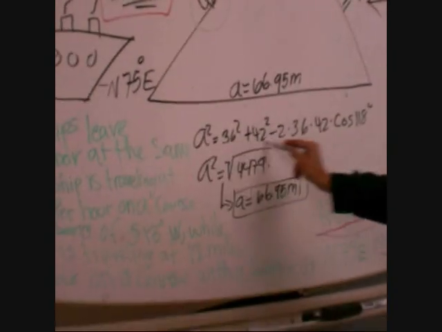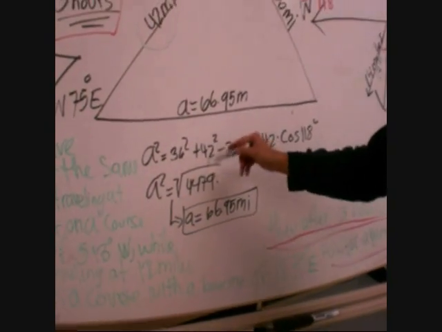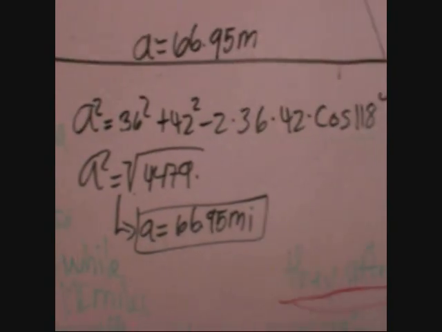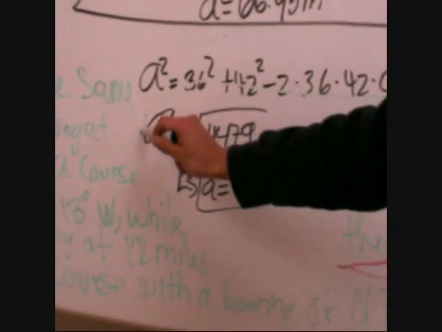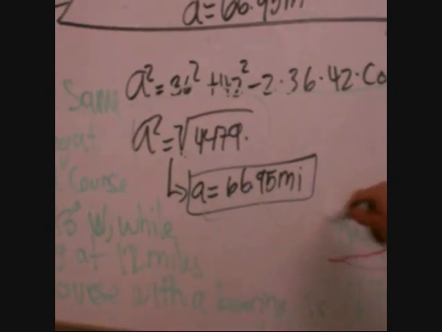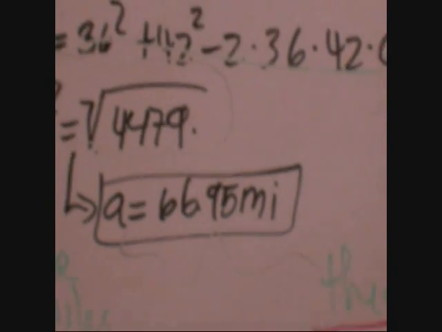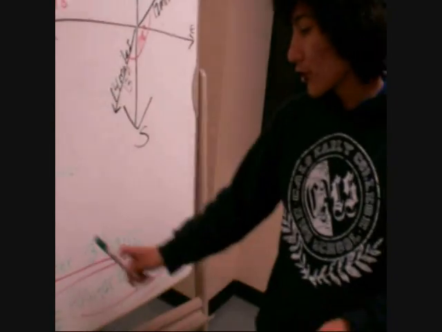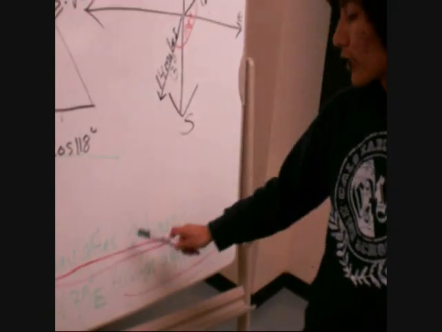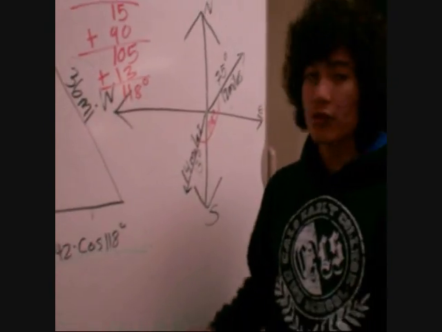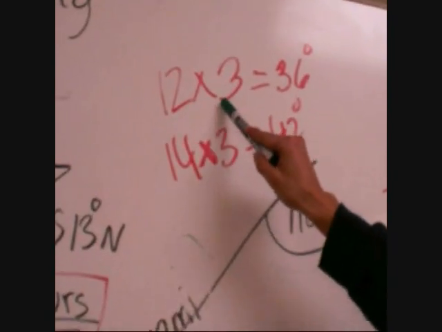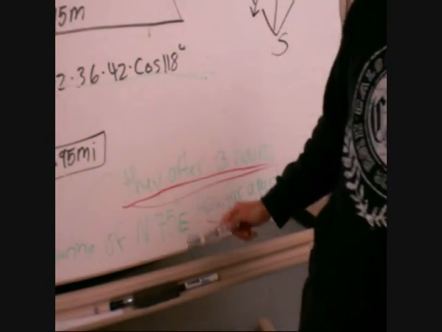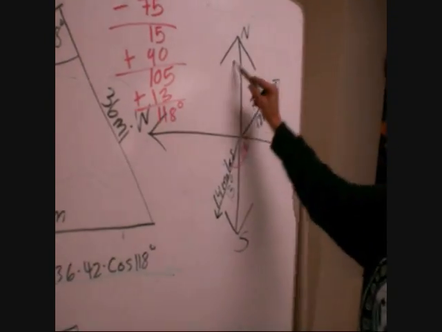Then you plug in the formula again, which is a squared equals 36 squared plus 42 squared minus 2 times 36 times 42 times cosine of 118. Then you plug all of this in the calculator. You get the square root, and then here goes your answer. Now you know how far apart they are. And pretty much this is it. But don't forget that when it says after 3 hours or 4 hours or whatever number it states, you have to multiply the miles per hour by how many hours they've traveled. So this would count as your answer.